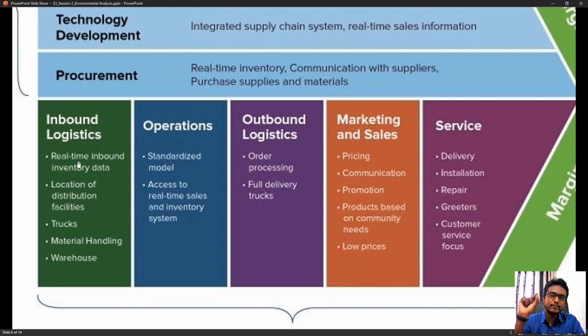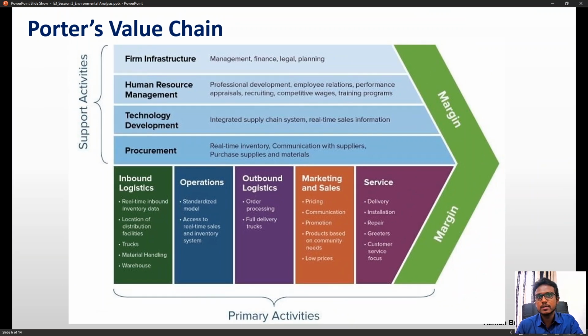And if you identify how you can maximize value, improve value under each of these, there you go, you are looking at ways to improve value creation. Another example, say under marketing and sales, some elements that are relevant are pricing, communication, promotion, products based on community needs, and even going for low prices, right? Or any pricing strategy that you deem to be value adding for your business, like price skimming, right? Cost leadership. These kinds of strategies can fall under marketing and sales, one of the primary activities that Porter identifies.